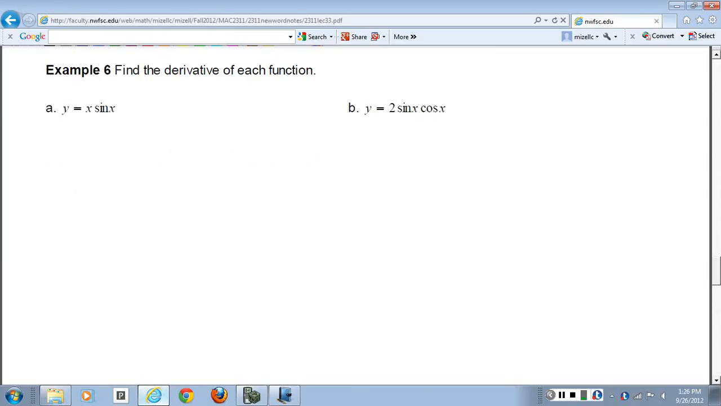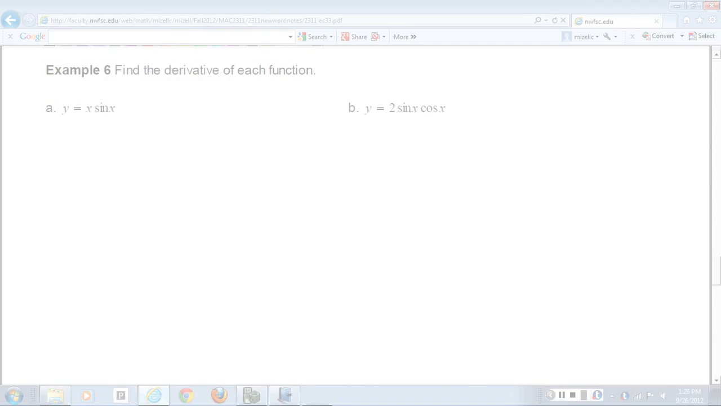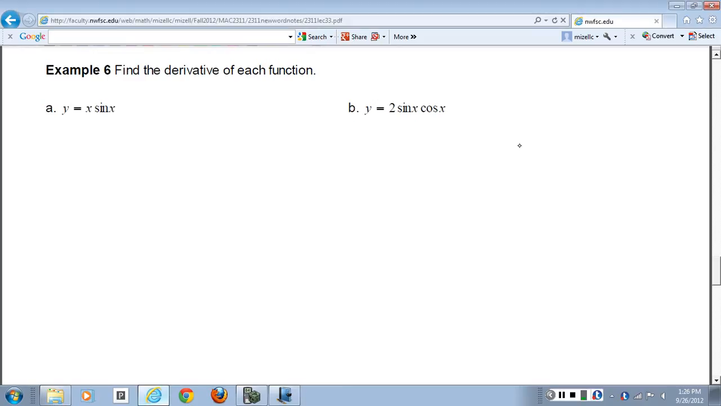And then we use product rule, quotient rule as needed when we have different combinations of trig functions mashed together like these. So example 6, we've got a product, x times sine x. Really no way to do this other than using the product rule, no nicer way than the product rule.